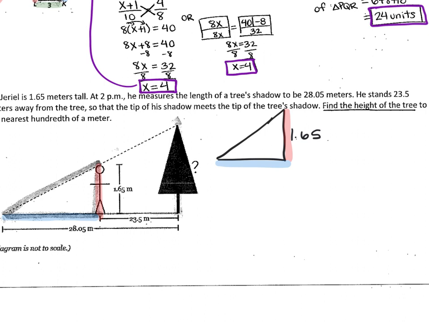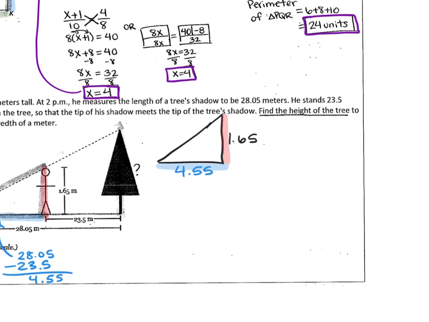Well, 23.5 is this one. If all of this is 28.05 and this much is 23.5, how much is this? We'd find this by doing 28.05 minus 23.5 to find that missing length, which fast forward would be 4.55. So I put 4.55 right here. There's my small triangle.